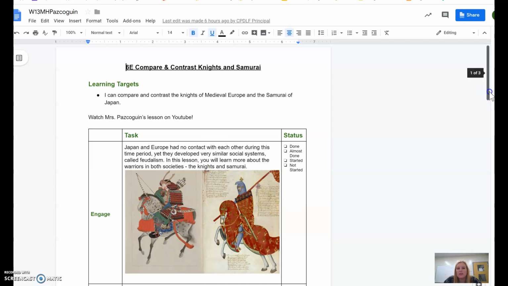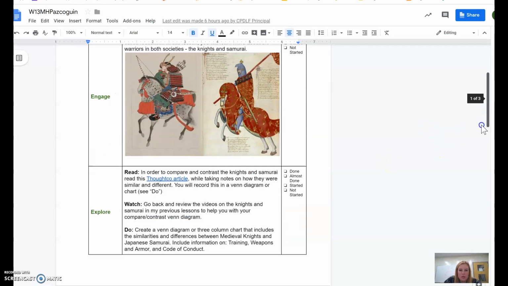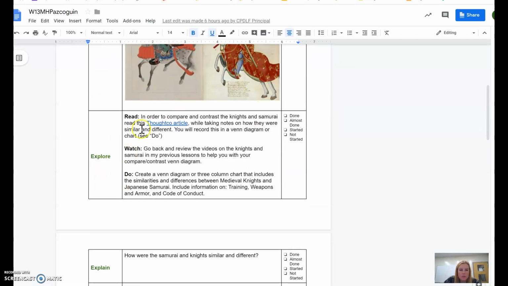And you're now going to take what you learned in the past two checkpoints and compare and contrast them. So that's what you're doing in your summit checkpoint. And I thought I would just help give you a little more information on that with my weekly lesson. So as always, in the Explore section, I have an article for you to read. And as you're reading, I want you to take notes on how they were similar and different, and you will record this in a Venn diagram or a chart.